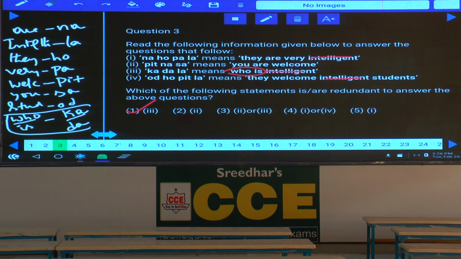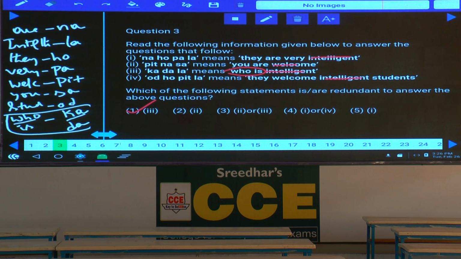Second one. Now if you take second here, "you are welcome". How can you get the code to this word welcome if second is not there? Without the second, can we get the code for welcome? Now second and fourth, welcome is the word which is common.